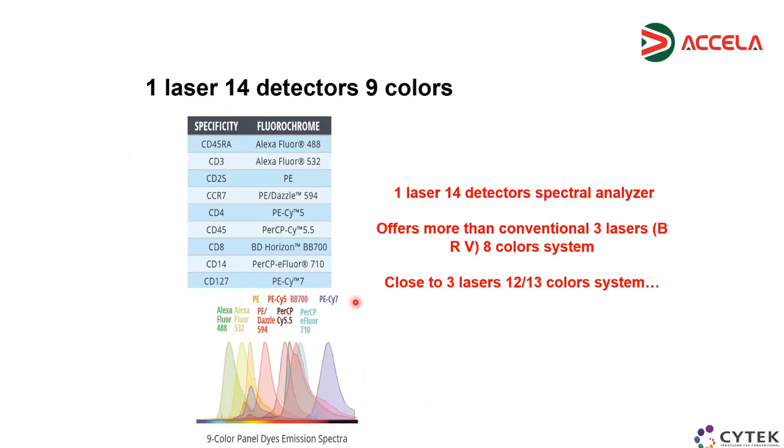And now let's go practically into some panels. So let's see what we have done with this instrument so far. As you remember, the blue laser module can go up to 14 fluorescent channels. So we have been able to generate with the one-laser instrument 9 antibodies in one tube using quite a large amount of overlapping dyes, as you can see here.